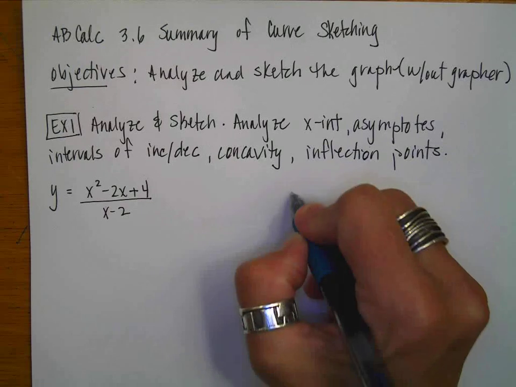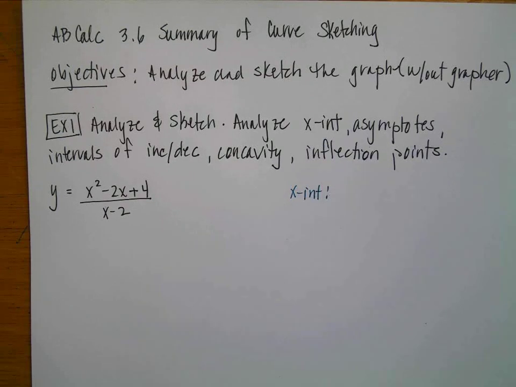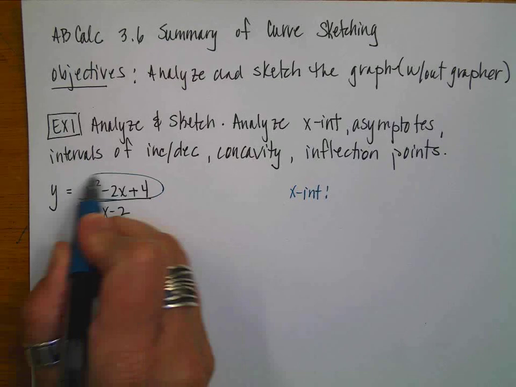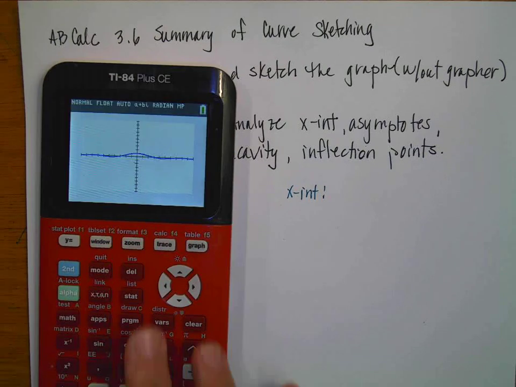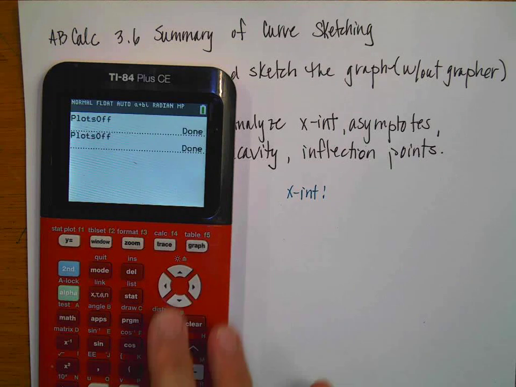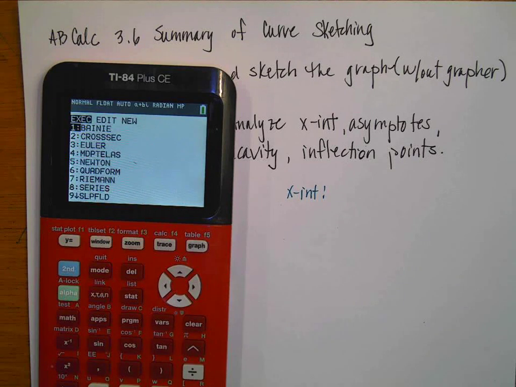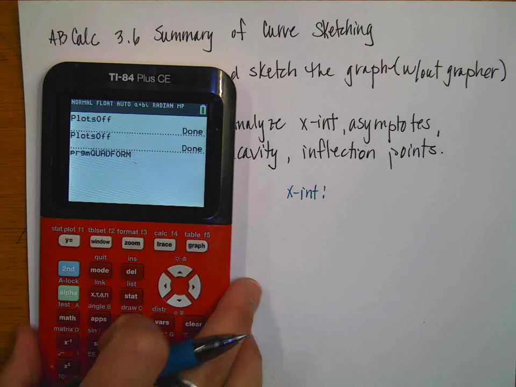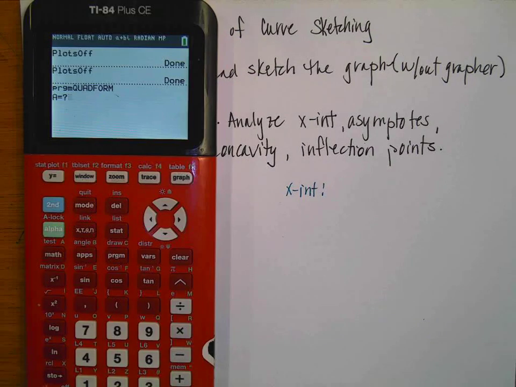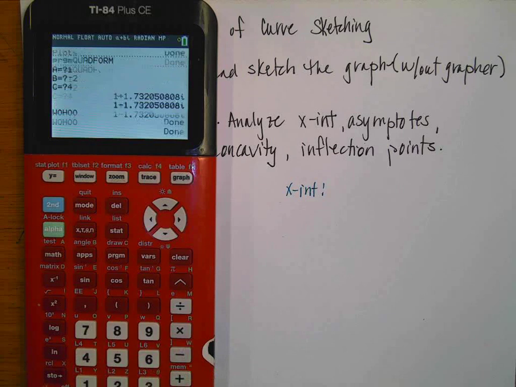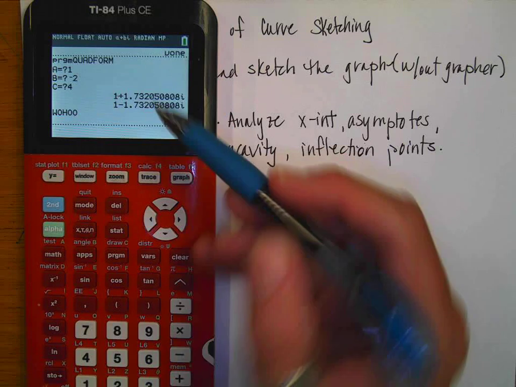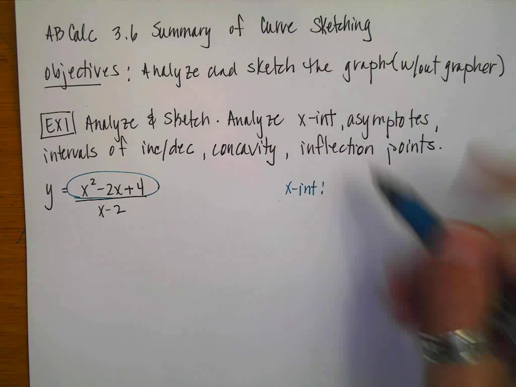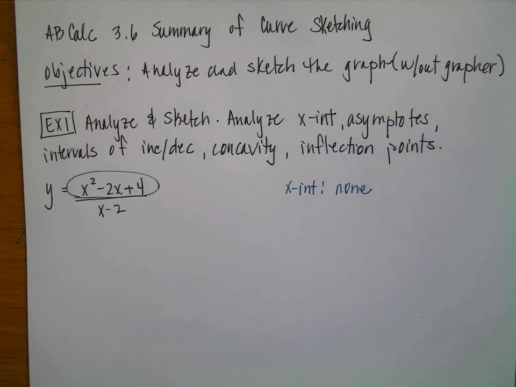The first thing that I would answer would be the x-intercept, and remember that that comes from the numerator. I would bring in my trusty calculator and do the quadratic formula, option number 6 on my calculator, and enter 1, -2, and 4. You notice that I get imaginary numbers, which means that I have no x-intercept. So for the x-intercept, I'm going to write none.